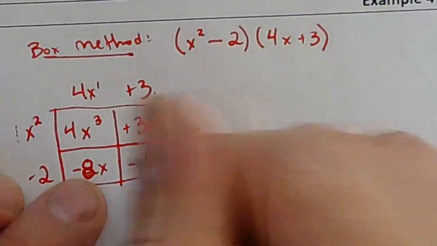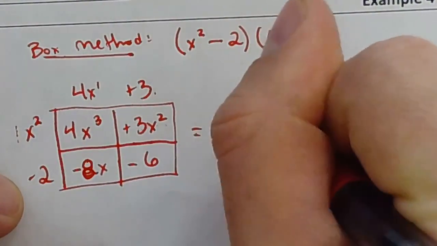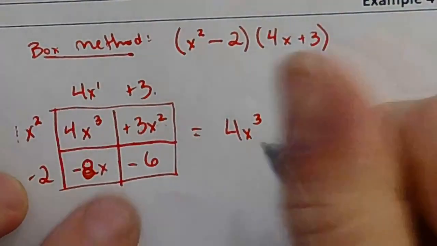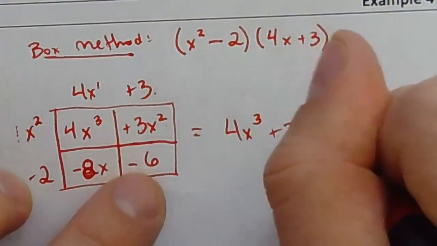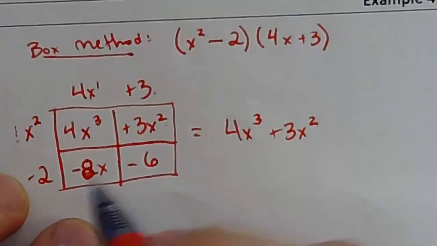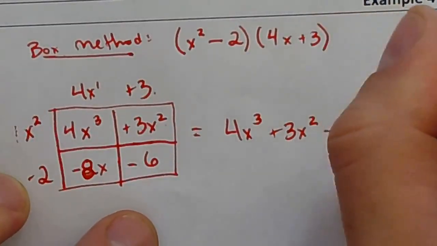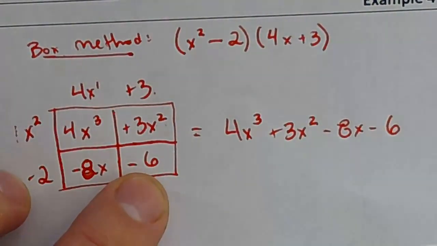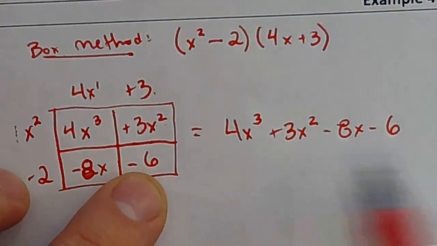So we just have to rewrite it. So 4x to the power of 3 plus 3x squared. Now we're just writing in standard form. Minus 8x. And then minus 6. And that's it. There are no other like terms here, so we're done.